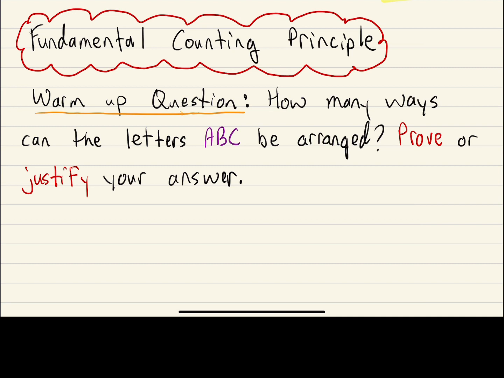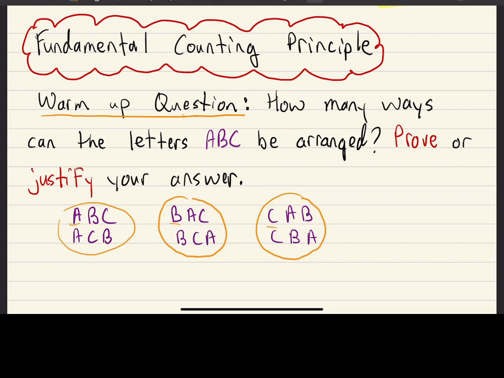So let's say we were trying to think of how many ways we can arrange the three letters A, B, C into different categories. How would you do this? I want you to justify your answer after you thought about it for a minute.